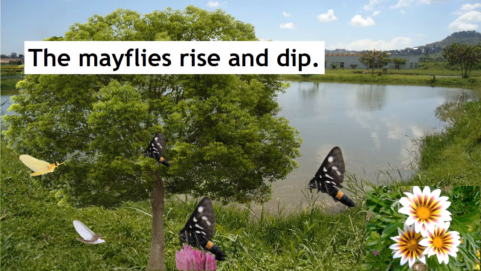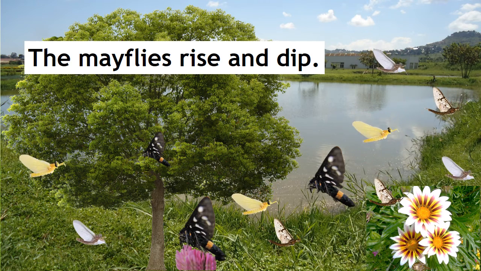The mayflies rise and dip. What about the mayflies? Mayflies are winged insects. They have wings, just like the birds, to fly, but they can't fly so high. How do they fly? Sometimes they rise, sometimes they go up. Rise means up, and sometimes they come down. Dip means down. So in this way, the mayflies move. How are they flying? Up and down. Just see here, the mayflies rise and dip.